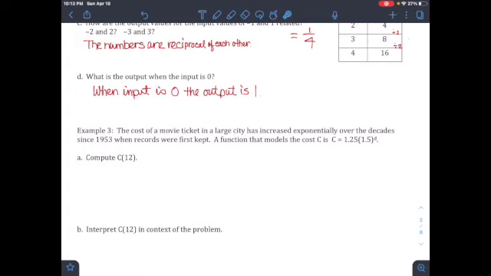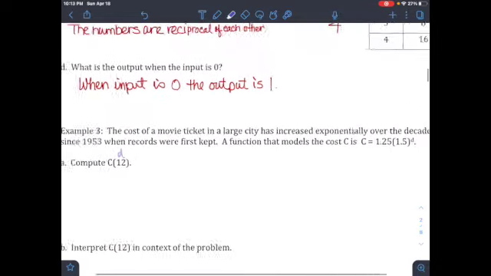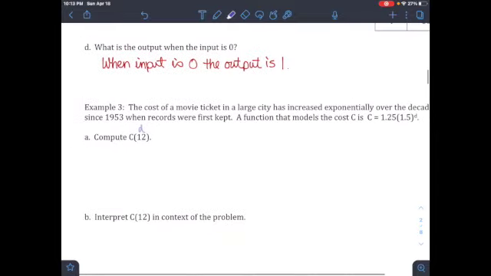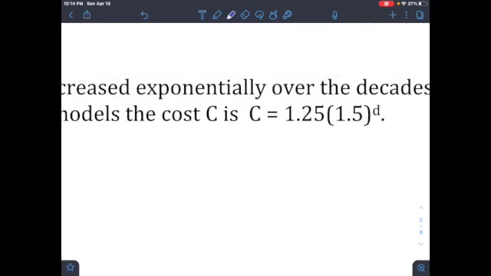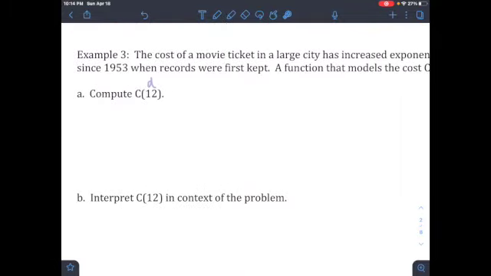That means the 12 is going to go towards D, because usually you see C with a variable in the middle right here, and that is in response to D. So if D equals 12, we need to plug in the number. Please do the calculation, use your calculator, and then double check the number just to make sure you punched in the calculator correctly, because there is an exponent right here. Order of operations tells you the exponent gets done first, just in case you don't have an order of operations calculator.